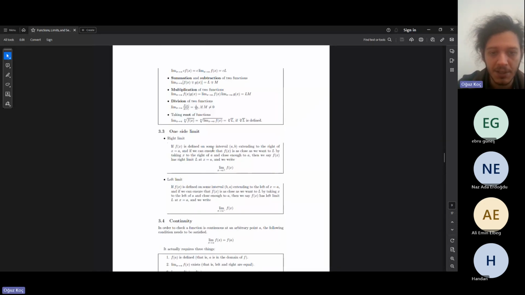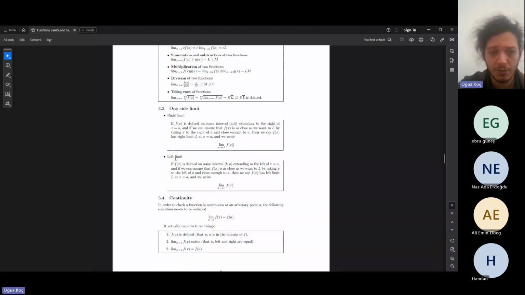Its mathematical definition is: if f(x) is defined on some interval (a, b), with a not included, extending to the right of x equal to a, and if we can ensure that f(x) is as close as we want to L by taking x to the right of a and close enough to a, then we say f(x) has the right limit L at x equal to a, and we write it as the limit of f(x) as x approaches a from the right-hand side.